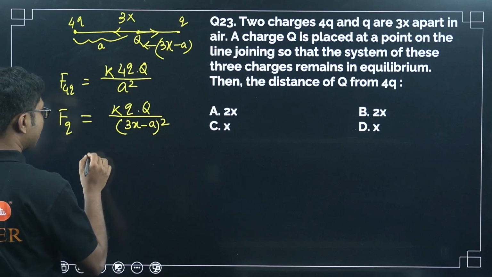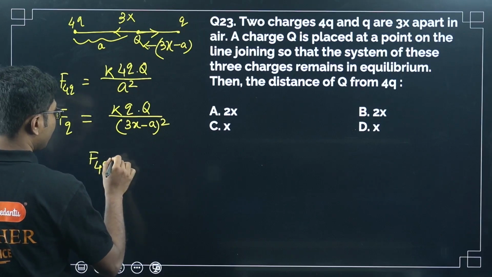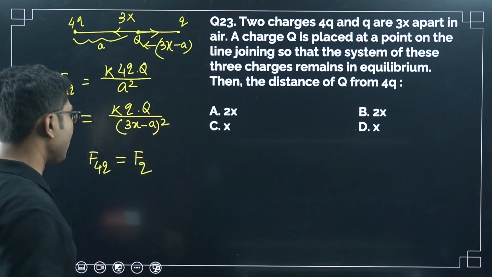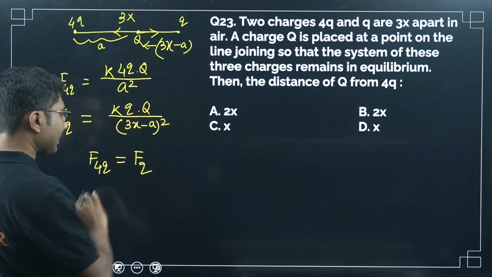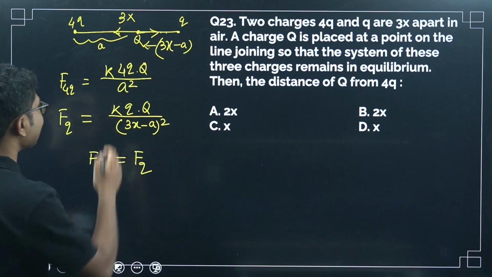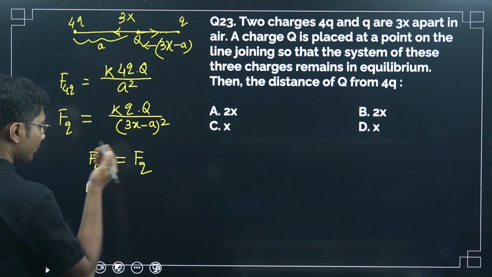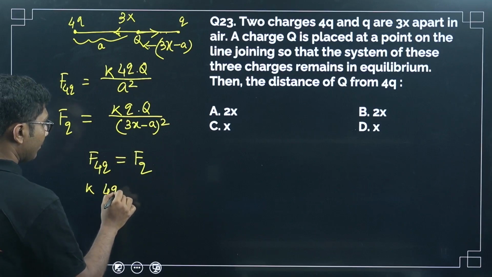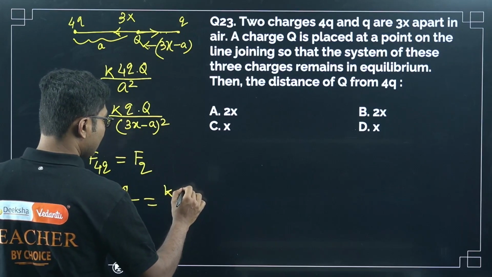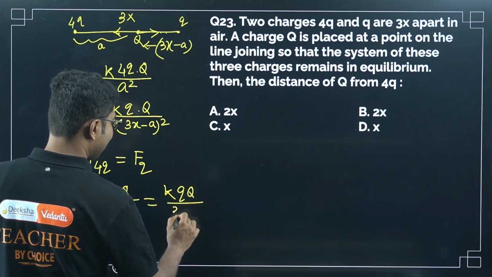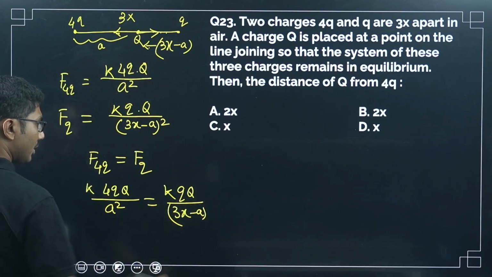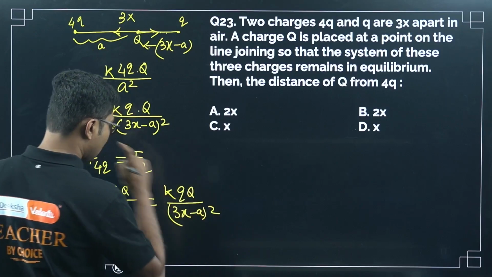Net force on capital Q is 0, which means the two forces should be equal. Because the sign is opposite, one is plus and one is minus, so they cancel. These two forces balance each other. So let's put the values: Coulomb constant K, 4q Q divided by A square equals Coulomb constant K small q capital Q divided by 3x minus A whole square. Let's cancel whatever is possibly cancelable.